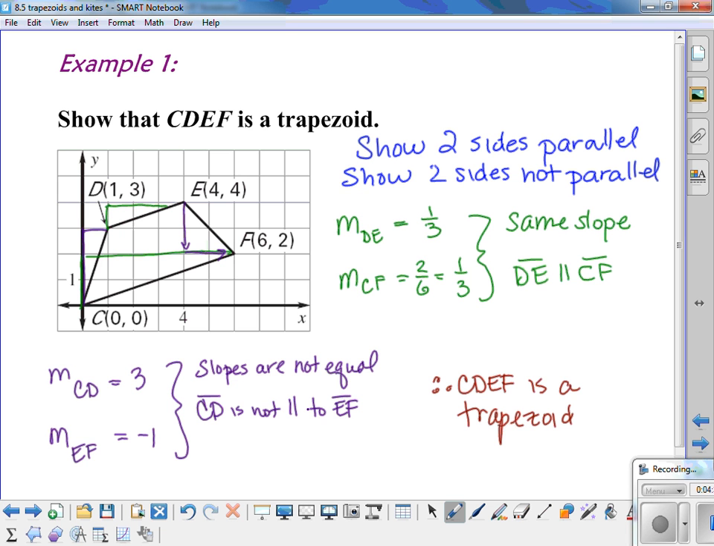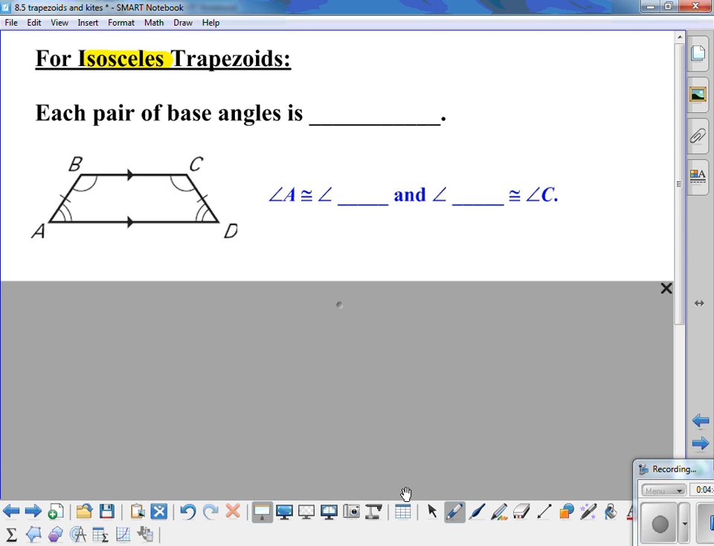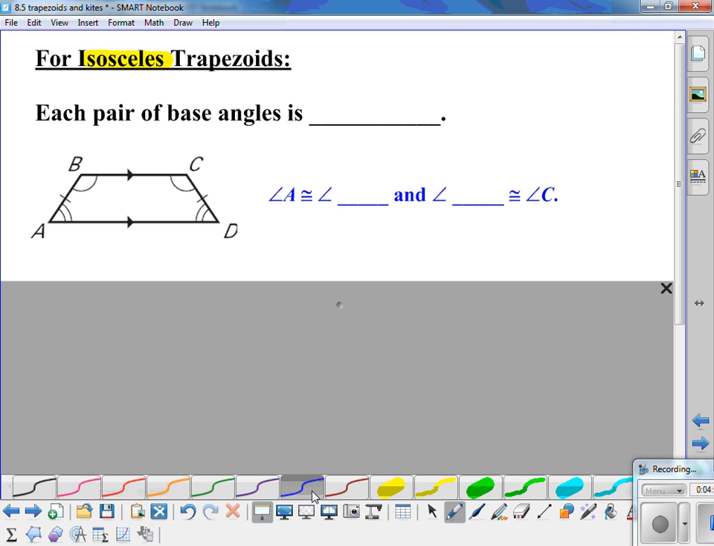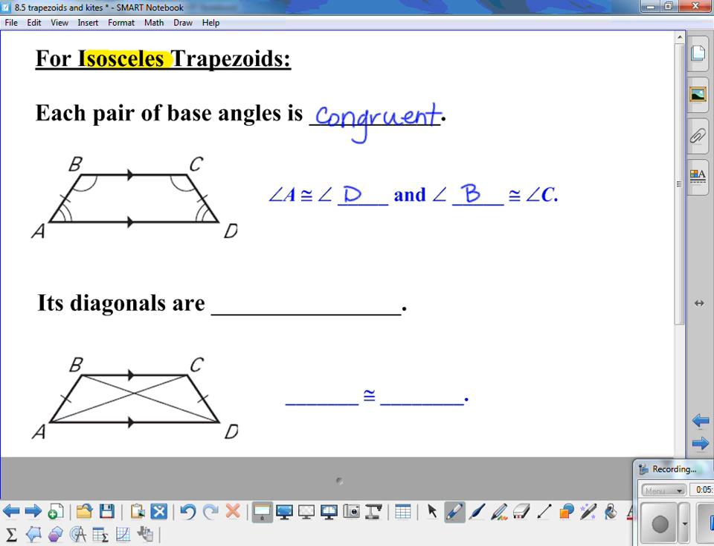Alright, so we're going to look at some properties that are true for isosceles trapezoids. It's important that they are isosceles. This is not going to be true of any trapezoid, just isosceles trapezoids. So for isosceles trapezoids, each pair of base angles is congruent. So angle A is congruent to angle D, and angle B is congruent to angle C. Another thing that's true for isosceles trapezoids is that the diagonals are congruent also. So in my figure, AC is congruent to BD.